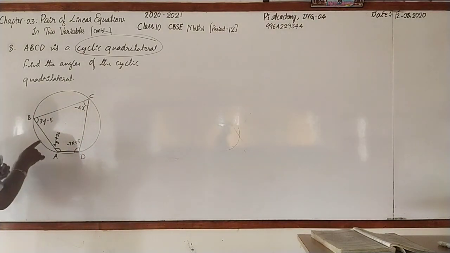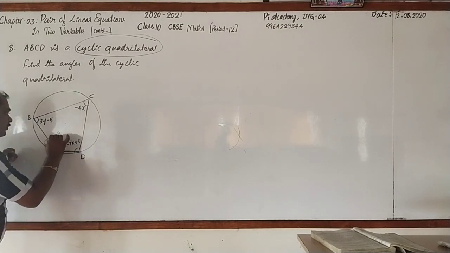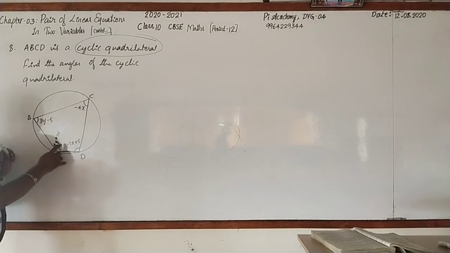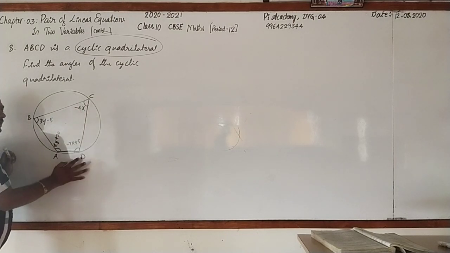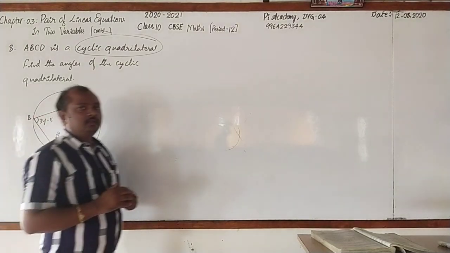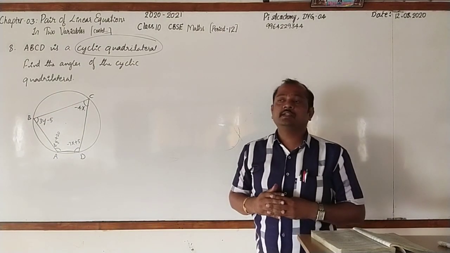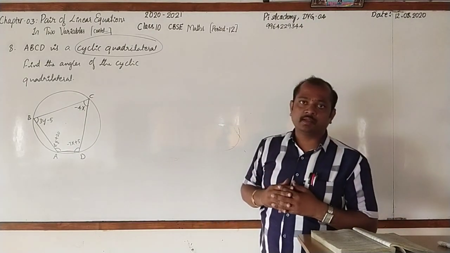Here, they have given the angles in terms of x and y. You just keep observing. Angle A is 4y plus 20. Angle B, 3y minus 5. Angle C, minus 4x. Angle D, minus 7x plus 5. Then how do you go for finding the measurement of these four angles?